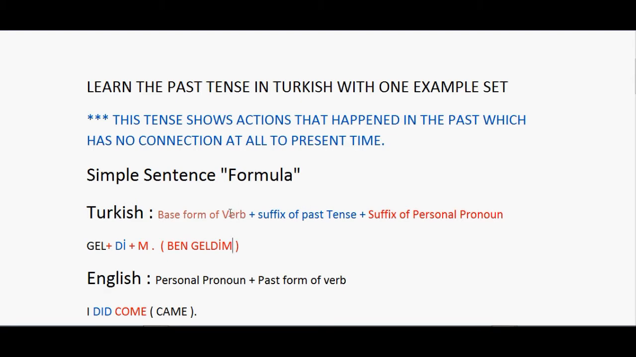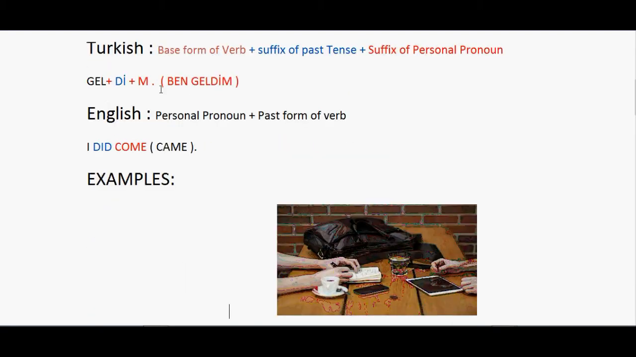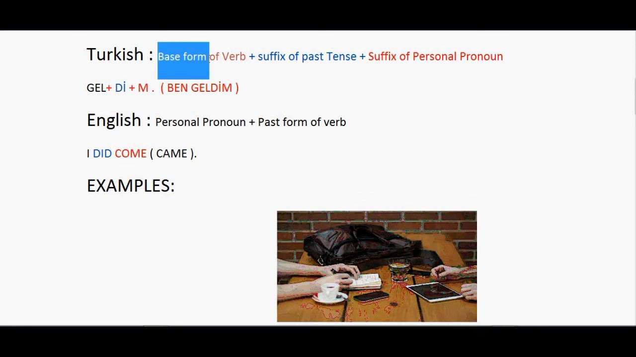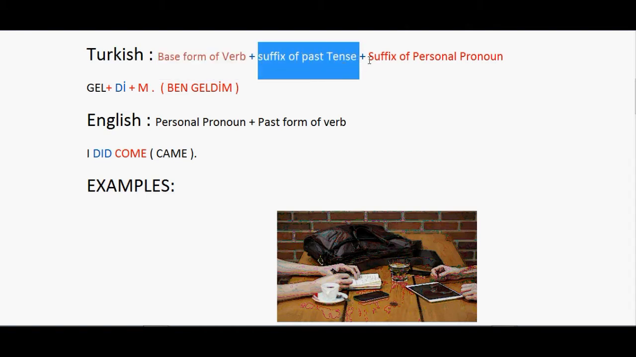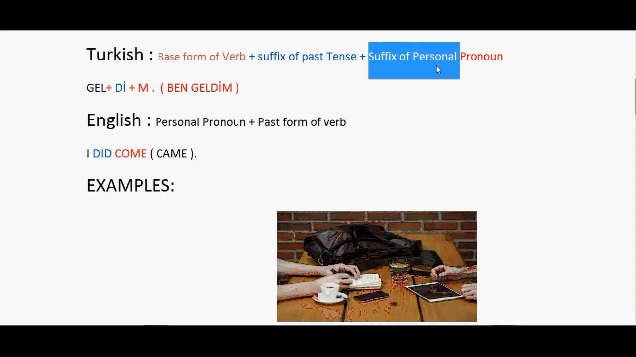So now let's get to the formula here, guys. Turkish formula for making a past simple tense: first of all, you should use the base form of the verb, like the imperative form, or you can say command. And after, you should use the suffix of past simple tense. And finally, you should use the personal pronoun who does this action.